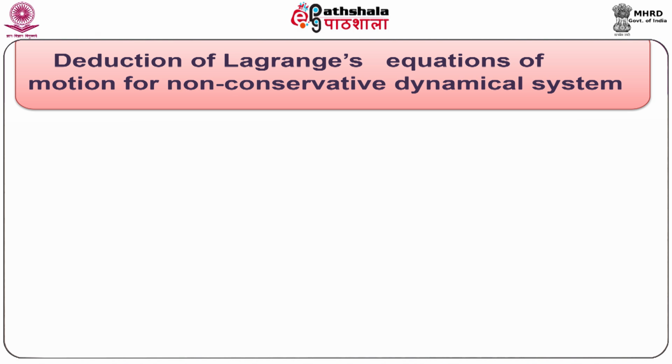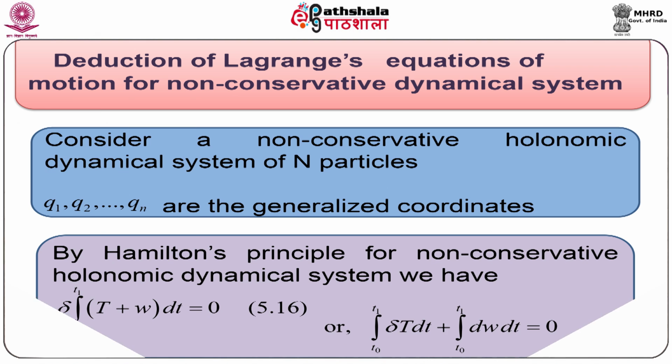Now, we shall deduce Lagrange's equations of motion for a non-conservative dynamical system. So far, we have deduced Lagrange's equations of motion for a conservative dynamical system. Here we consider a non-conservative holonomic dynamical system having capital N particles specified by small n generalized coordinates given by small q1, q2 up to qn.